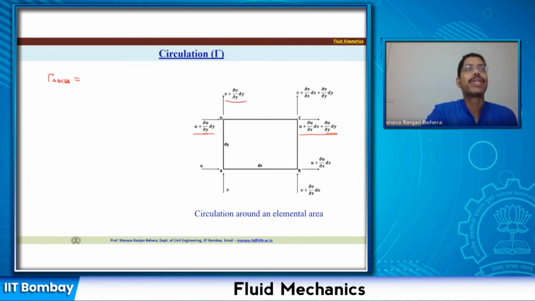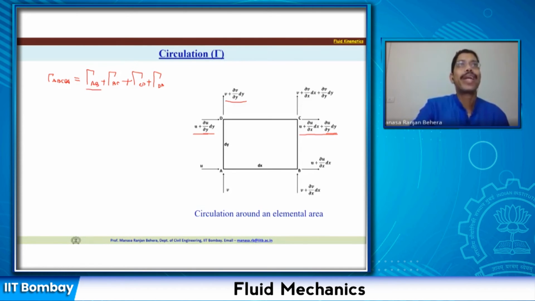So when you want to calculate the circulation about the complete closed curve, we will calculate the circulation along AB plus circulation along BC plus circulation along CD plus circulation along DA. Okay, so the curve is closed. Now let us start calculating one at a time.